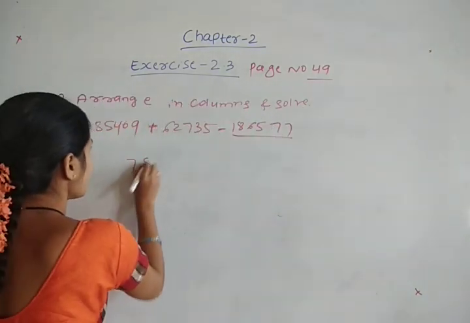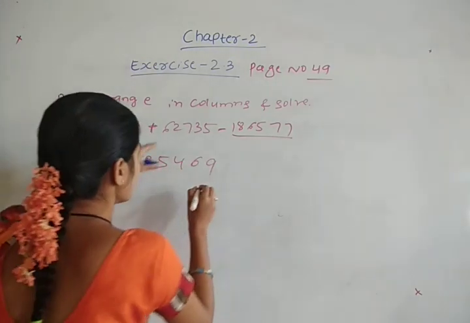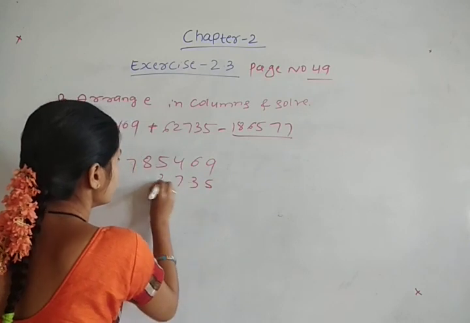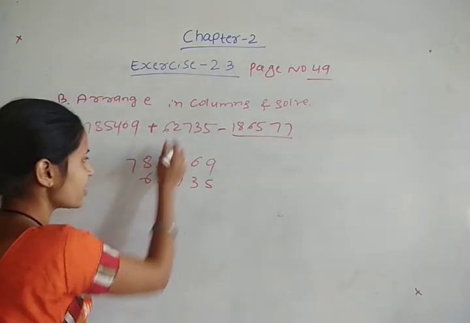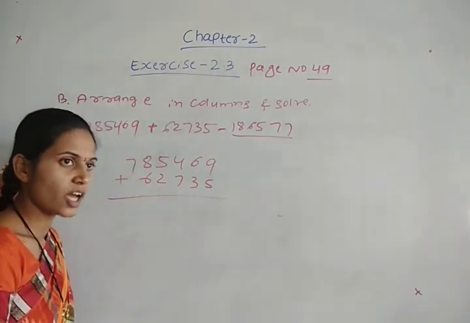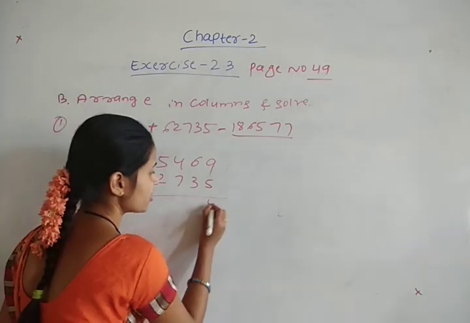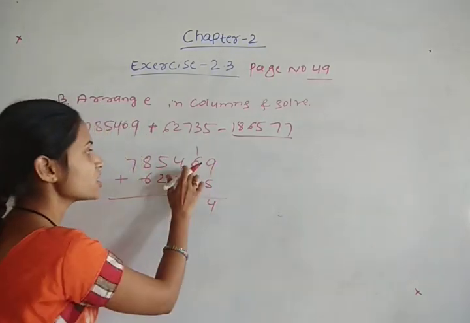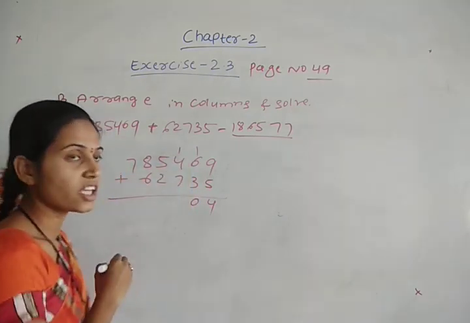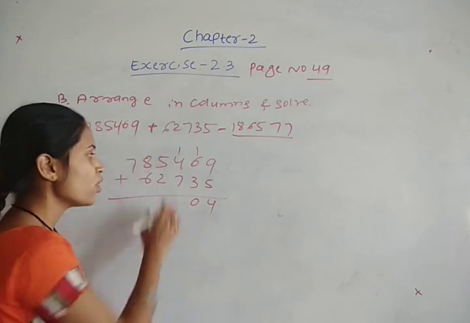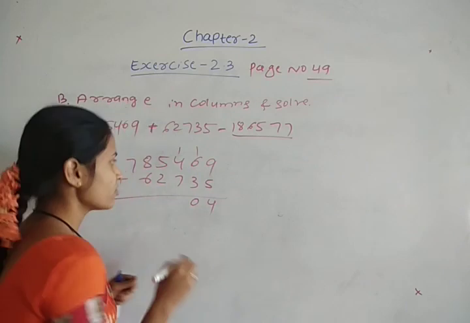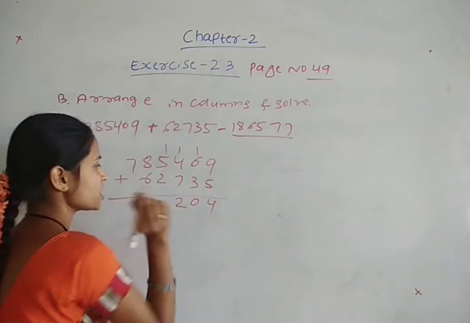See here, 7, 8, 5, 4, 6, 9. I will add this number with this. This is the first addend, this is the second addend. We need to add these two. Now see here, 9 plus 5 is how much? 9 plus 5 is 14. Write 4, take 1 as a carry. Now 6 plus 1 is 7. 7 plus 3 is 10. Write 0, take 1 as a carry. Now 4 plus 1 is 5. 5 plus 7, if you add 7 plus 5, then what you will get? You will get 12. Write 2, take 1 as a carry.